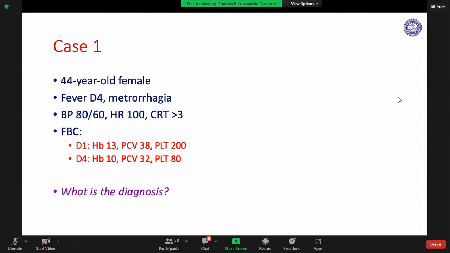The patient is definitely in shock, because the systolic pressure is less than 90, the pulse rate is 100, and the refill time is more than 3 seconds. So the patient is in hypovolemic shock. But the question is, why? Is it because of hemorrhage, or leakage, or both? There's evidence of hemorrhage because she has metrorrhagia. Does she have evidence of leakage? And would you expect significant leakage at this stage of the illness, when the platelet count is 80,000?